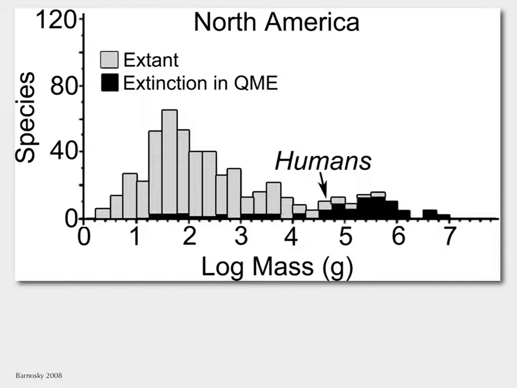Here we see North American mammals and their body mass. There's a lot of body mass. And we see the ones that went extinct are the black, and the ones that still survive are the gray ones. So what do you say about this plot? Right, so it seems like it's a biased extinction. The big ones are gone, these chipmunk-sized ones are still there.